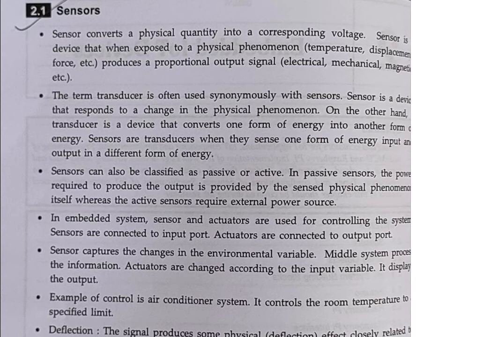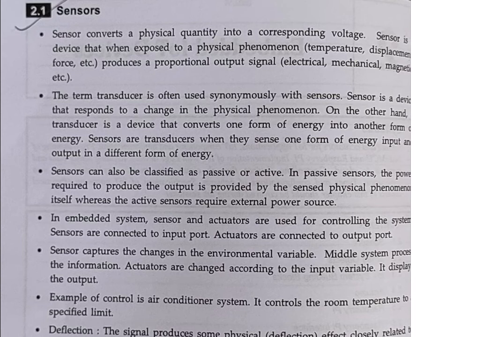A sensor is a type of transducer. A transducer simply converts one form of signal into another form. So a sensor also converts a physical quantity into the corresponding electrical quantity. The term transducer is often used synonymously with sensor. A sensor is a device that responds to a change in a physical phenomenon. On the other hand, a transducer is a device that converts one form of energy into another form of energy. So sensors are transducers when they sense one form of input and the output is a different form of energy.